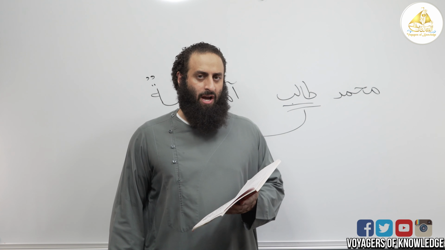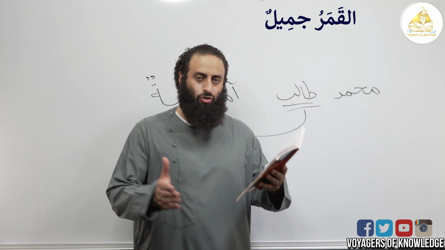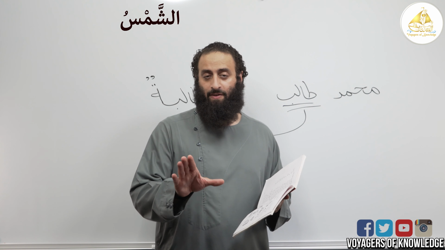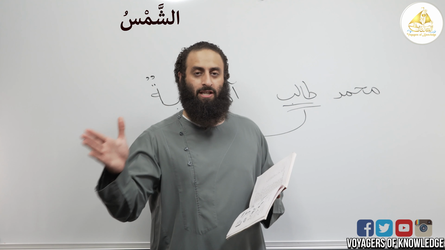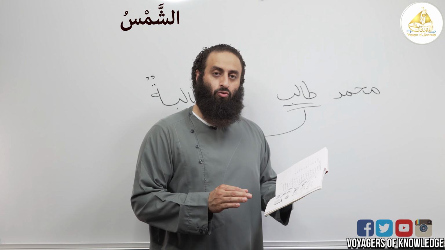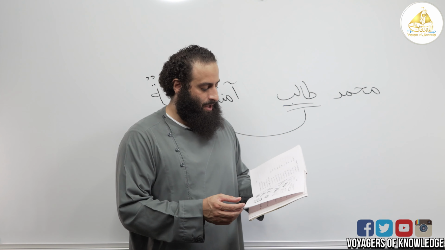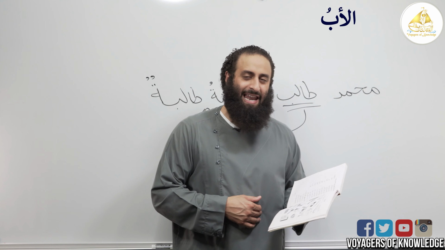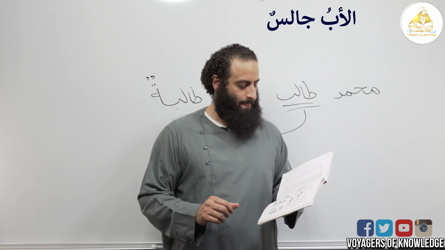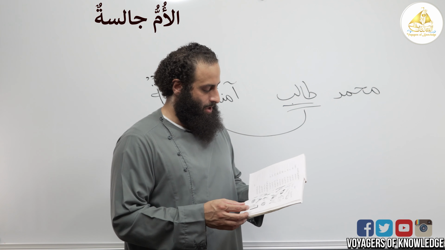Number 10. السؤال العاشر. القمر جميل. The moon is beautiful. الشمس. الشمس is feminine. The moon is masculine and the shams is feminine. الشمس جميلة or جميلة. Number 11. السؤال الحادي عشر. الأب جالس. The father is sitting. الأم جالسة or جالسة.